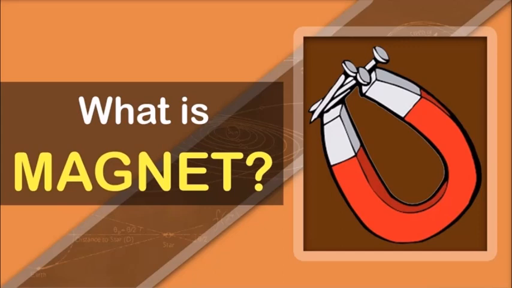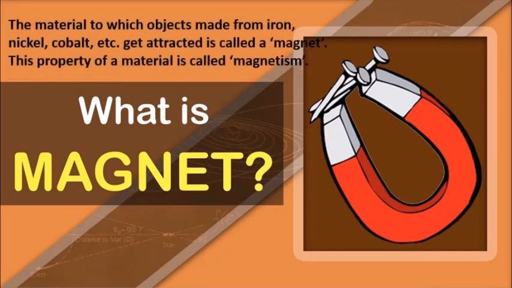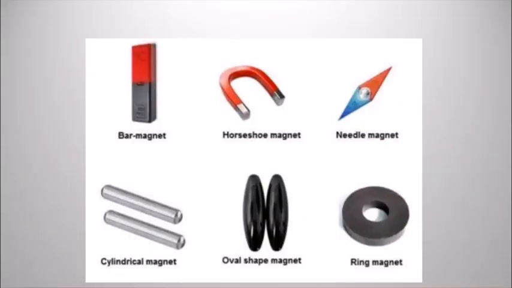There are a few substances, like iron, cobalt and nickel. These three substances possess the magnetic property and they are called magnetic materials, and this property is also called magnetism.